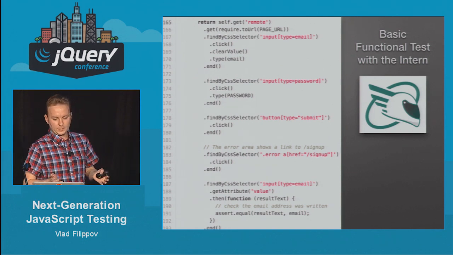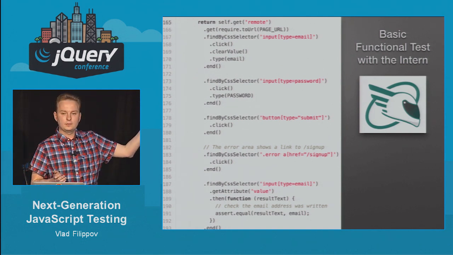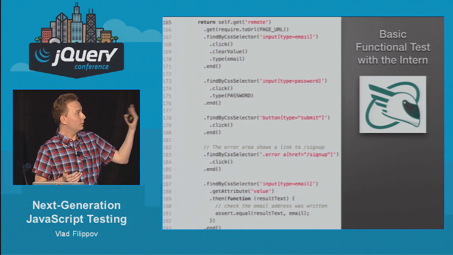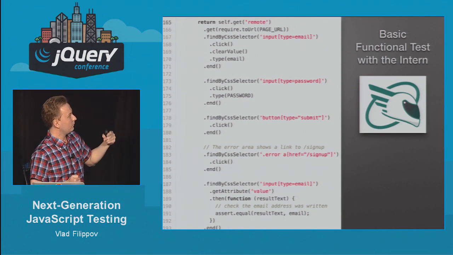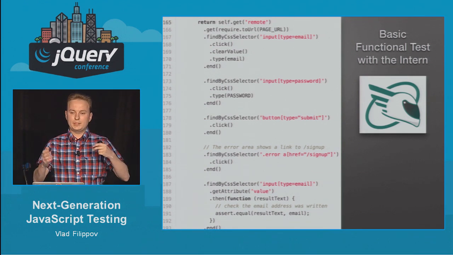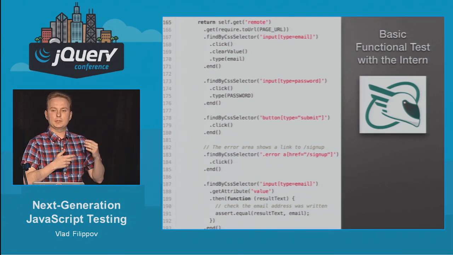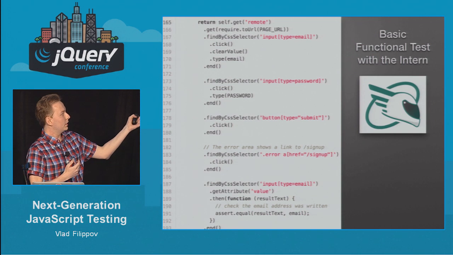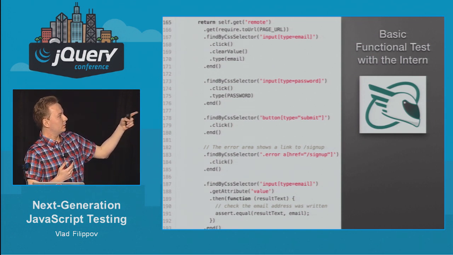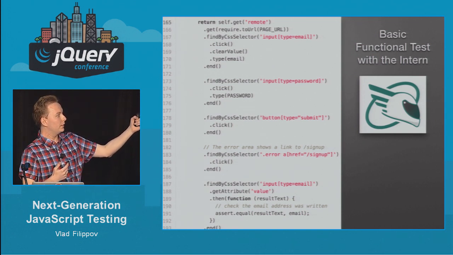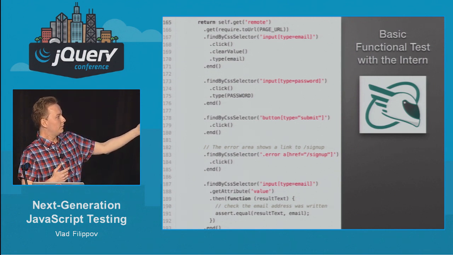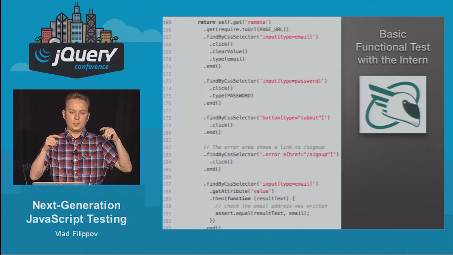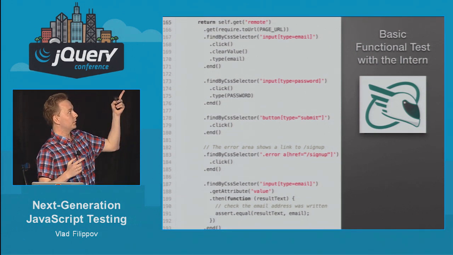So we submit the form, and then we expect to get an error, a div with the class error, that will have an anchor there with the sign up link. We can click on that, and then we expect our view to change from a sign in view to a sign up view. And then we validate that the input type email, we can get its value attribute, and check that the email in the text box is the same one that the user entered.